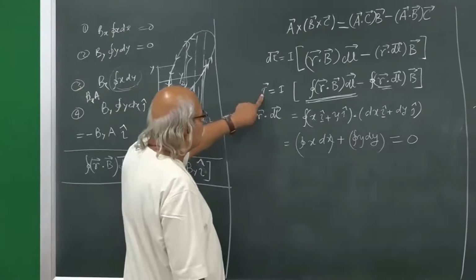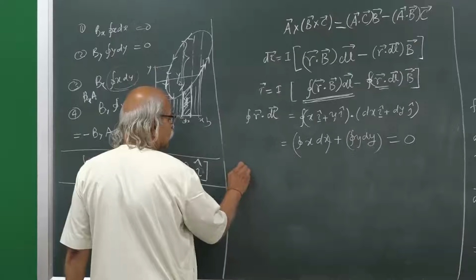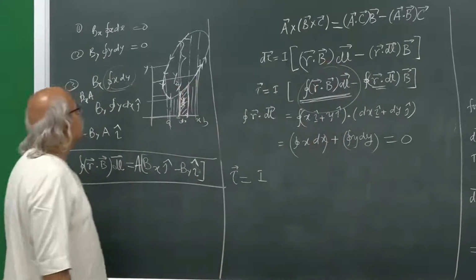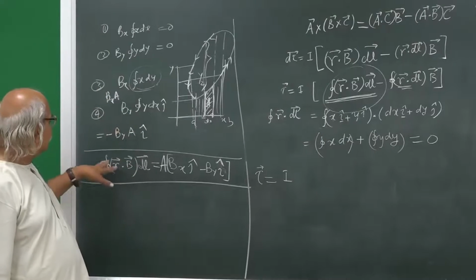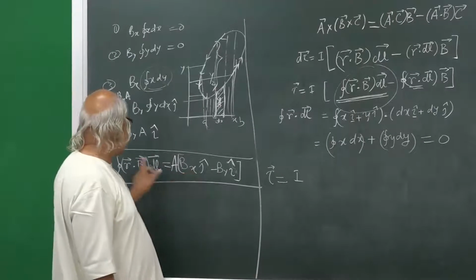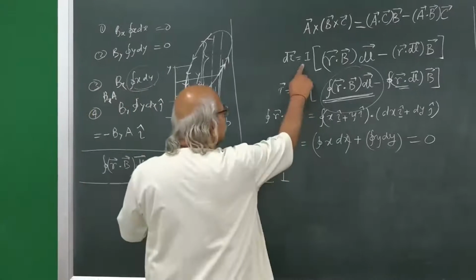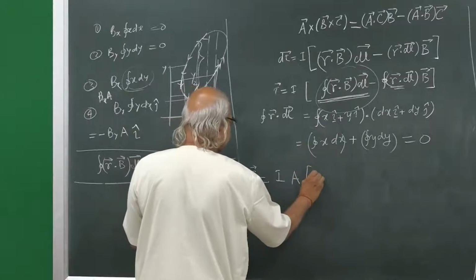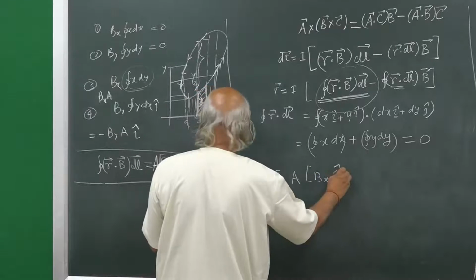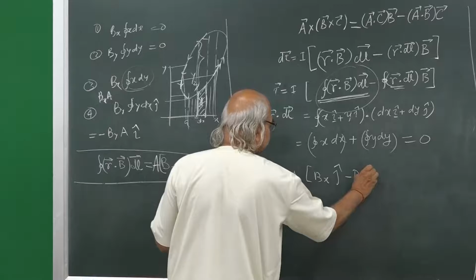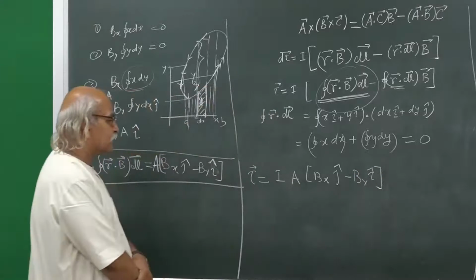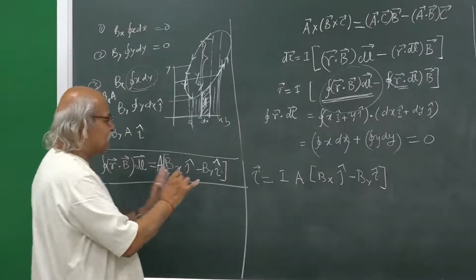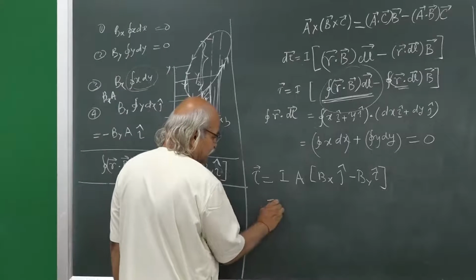We are trying to write this torque. So this torque is equal to I here, and then r dot b dl, that we have calculated, it is here. So this I, and then for this we write a, and bx times j cap minus by times i cap. This is the torque. Can we do some simplification or beautification? Let me give it a try.